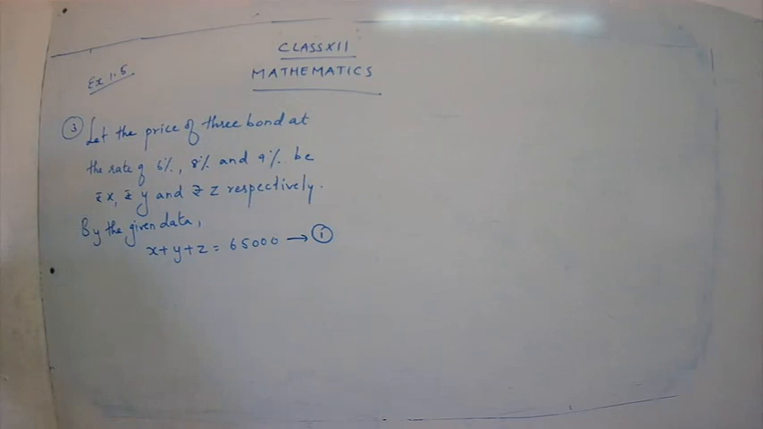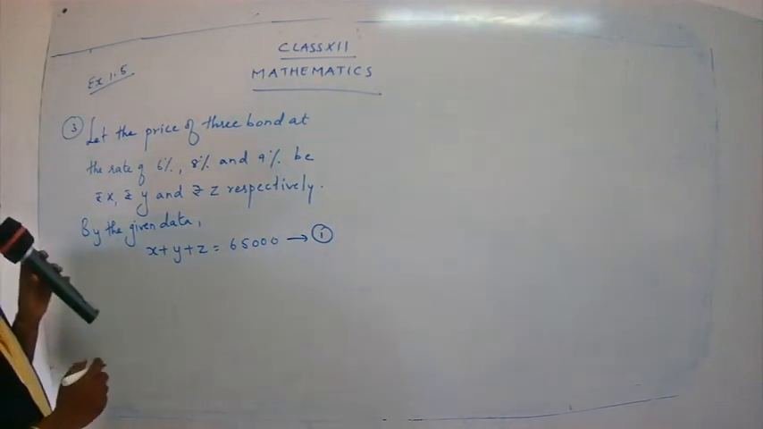That is at the annual. Per year he is going to get an annual income of rupees 4,800 from all the 3 bonds. That is from 6% bond, from 8% bond and also from 9% bond. So let's see here how to write the statement.